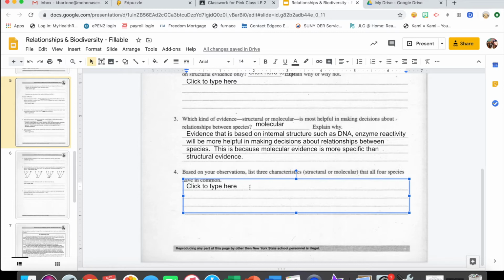So I would give you a hint and encourage you to start with tests 1, 2, and 3. But you might find that you have similarities in test 4, 5, 6, and 7 as well. Okay, so 3 characteristics, structural or molecular, that all 4 species have in common. You're going to list those here. And again, you can just do bullet points. So go ahead and pause the video if you need to. And you can do that part.